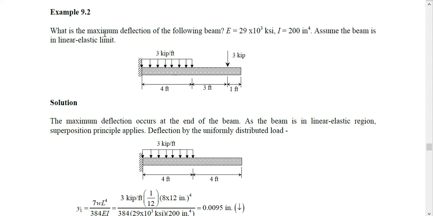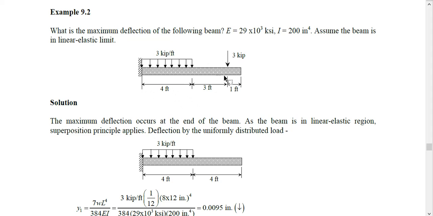The question says, what is the maximum deflection of the following beam? Modulus of elasticity is given, moment of inertia is given. Assume the beam is linear elastic. And something else I should tell you, they did not say anything about the self weight of the beam. That means they are telling us to neglect the self weight. So what is this beam? It is a total of 8 feet. There is a UDL, that means uniformly distributed load, over 4 feet, that means L by 2.